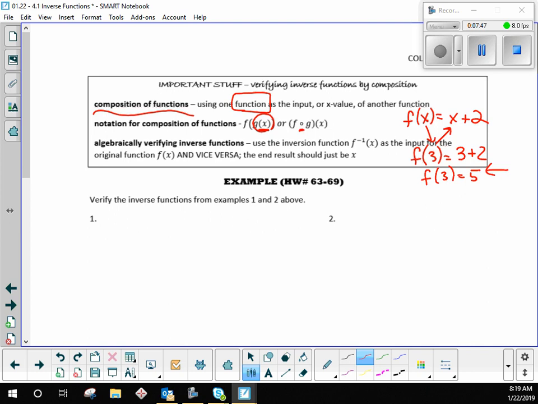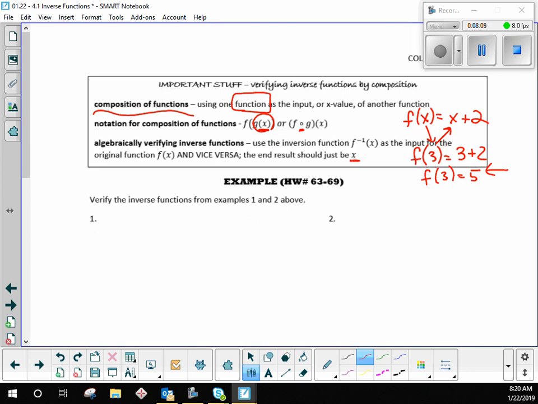And here's the method for algebraically verifying inverse. You use the inverse function as the input for the original function, and vice versa. The end result should just be x, and that's because everything cancels out, leaving you just with the x left. Okay? So it says verify the inverse function from examples 1 and 2 above.